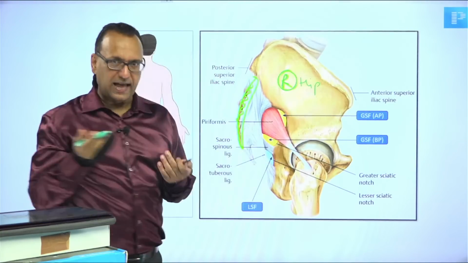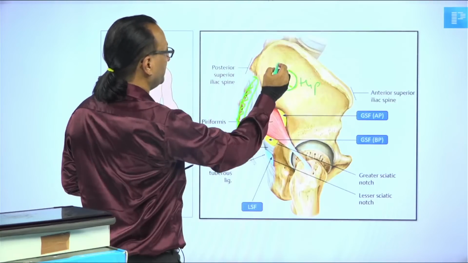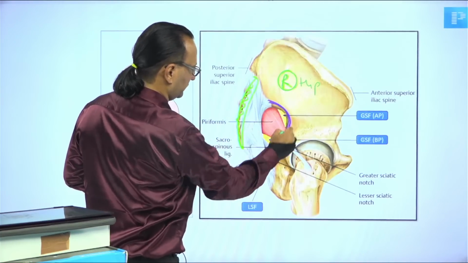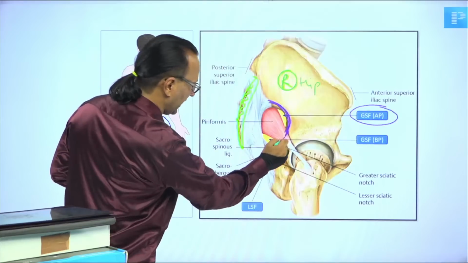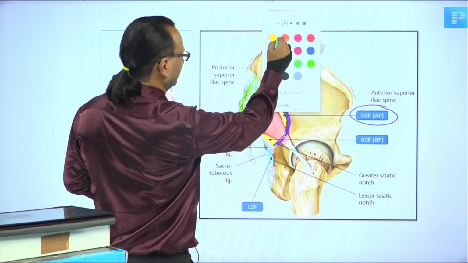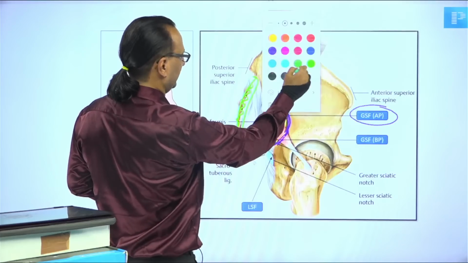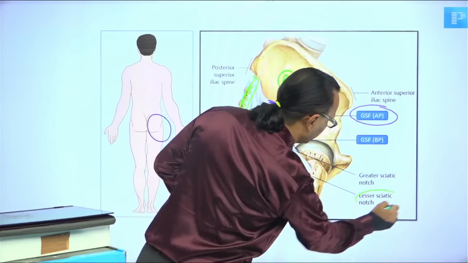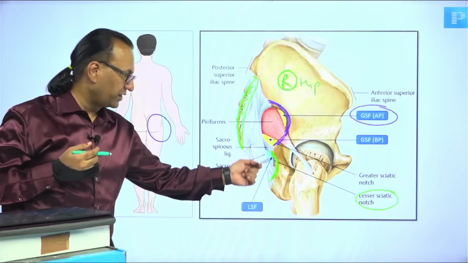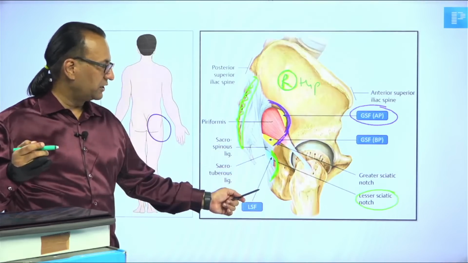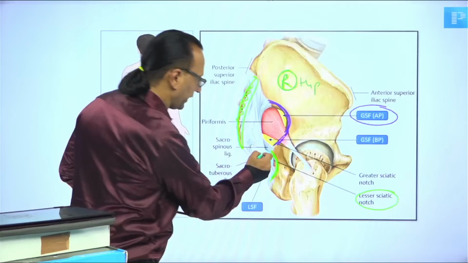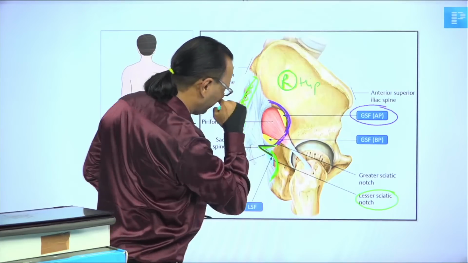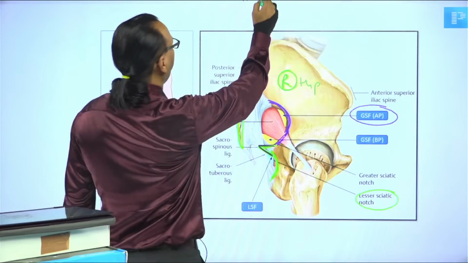Now I already have drawn this diagram. If you remember, I told you that this will be the greater sciatic foramen above piriformis, and now I change the color. So this is the lesser sciatic foramen, lesser sciatic notch. First it is a notch, made a foramen by some ligaments. So this is greater, this is lesser. And where is the ischial spine? This is the ischial spine. Now the thing is, this is the piriformis muscle here.